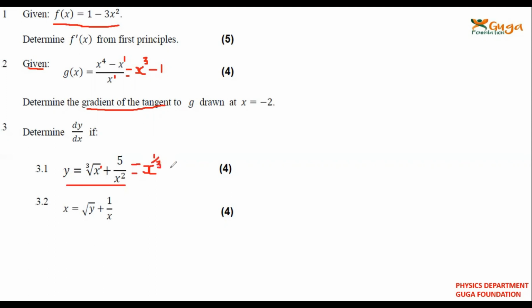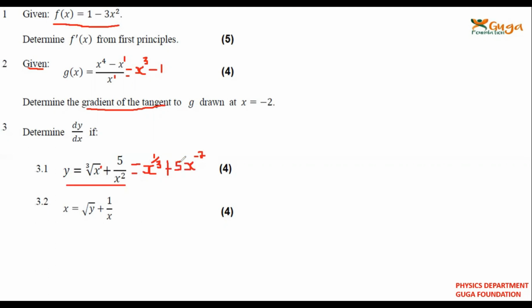1/3, yeah, plus then here we go 5/x to the power 2. So now you can write it in a negative exponent. You take it up, it will be 5x to the power, it was positive, now it becomes negative, it will be negative 2, right? Negative 2. So now we're going to differentiate this, yeah.